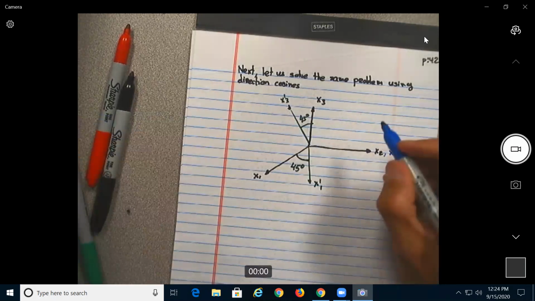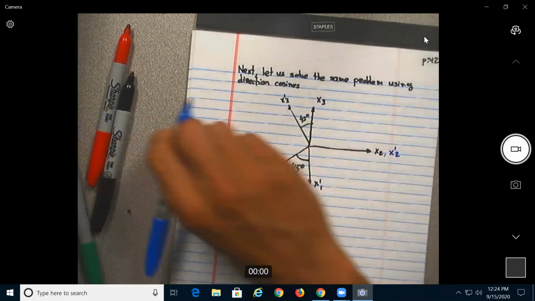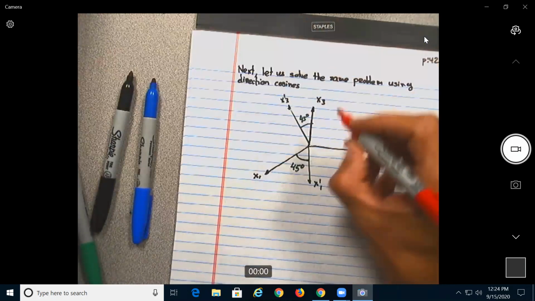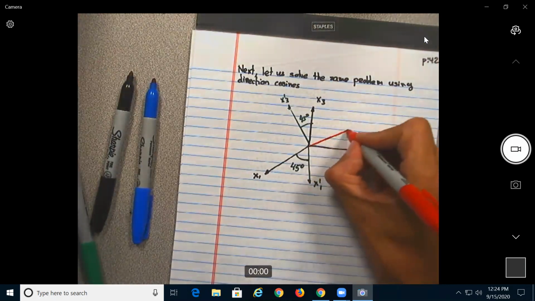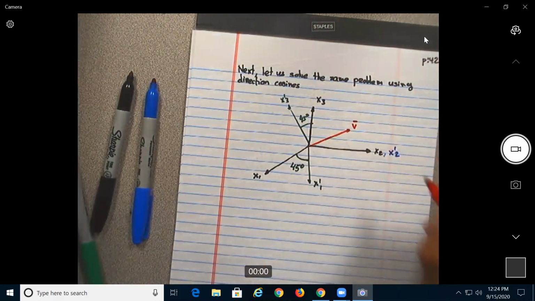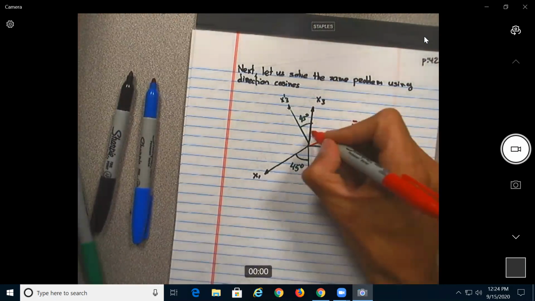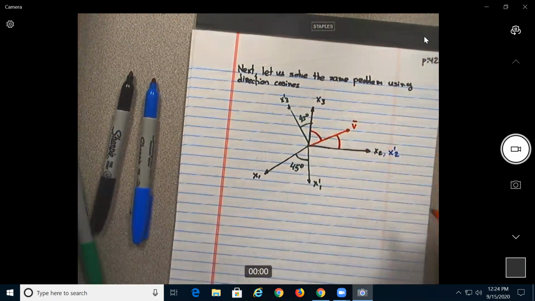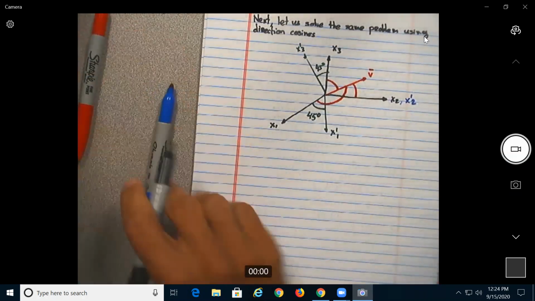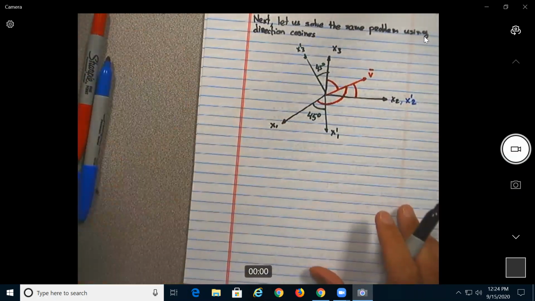And let's say we have our vector v over here. So we know the angle about x2 will be this one here. The angle between x3 will be this one here. And the angle to x1 will be this one in here. All right, so that's what I have a hard time to visualize.